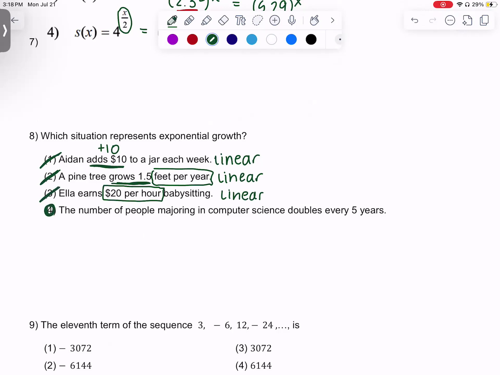Number 4 must be our answer, but why? The number of people majoring in computer science doubles every 5 years, times 2. Every 5 years, we multiply. That's exponential.